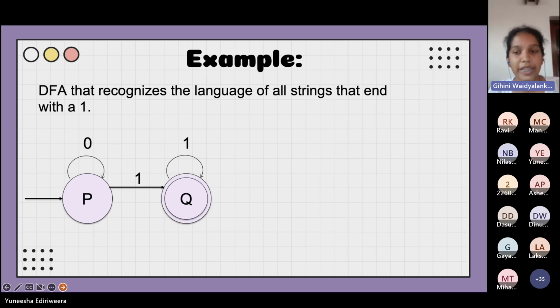So assume that I get the input of 1. When I get the input 1, I will loop back to the final state because all the strings should end in 1. And if I get a 0, I'm transitioning back to state P. So now that we have drawn this diagram, we will see the rest of the elements of this DFA. Next slide.